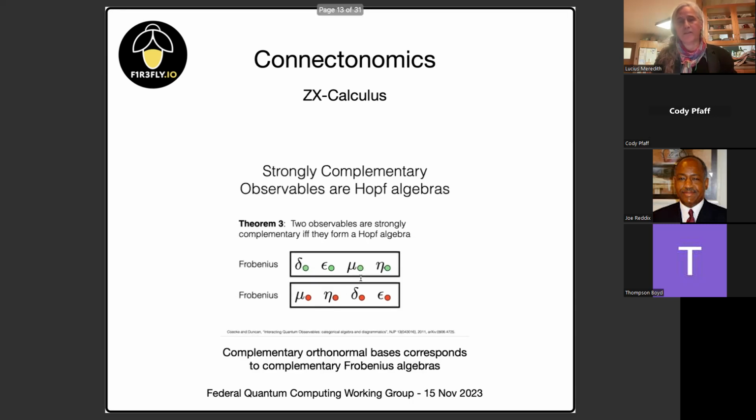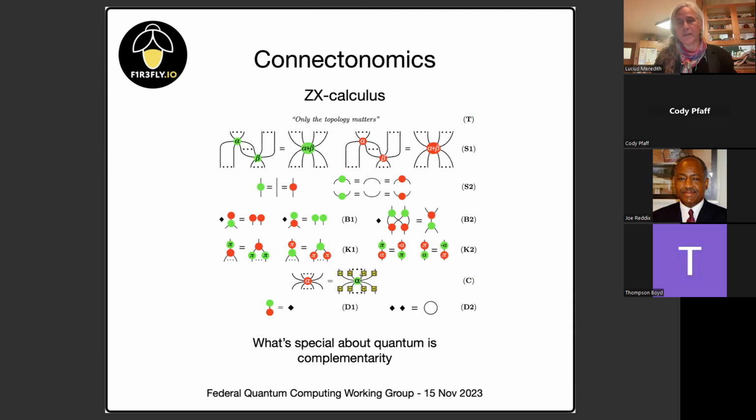Now, there's a bunch of other stuff I'm skipping over that's worthwhile if you're interested in the ZX. Like, for example, this yellow H box represents the Hadamard gate. You can encode the Hadamard gate in ZX, but because it's used everywhere, it's easier to make a macro for the Hadamard gate, and then we can see exactly this complementarity. If you surround a green dot, they call them spiders, with Hadamards, then you can turn it into a red spider. So that's how you turn them back and forth.